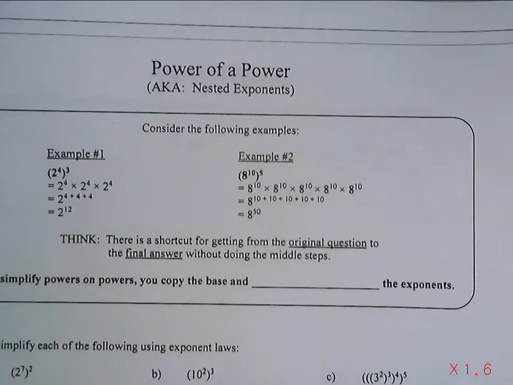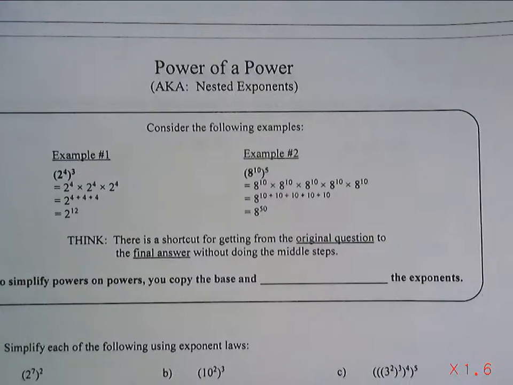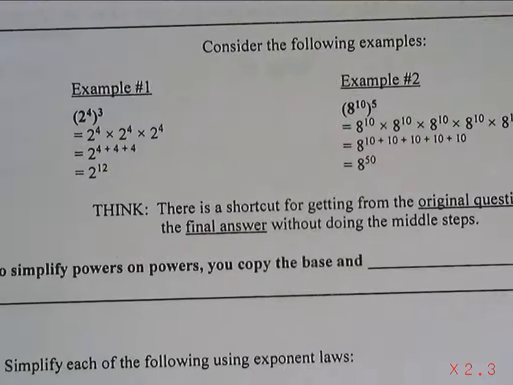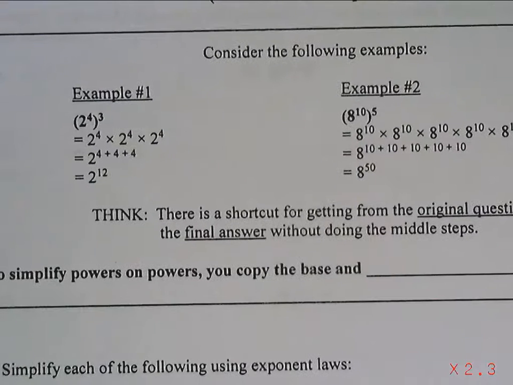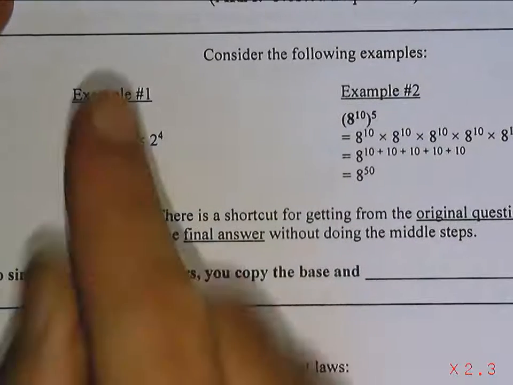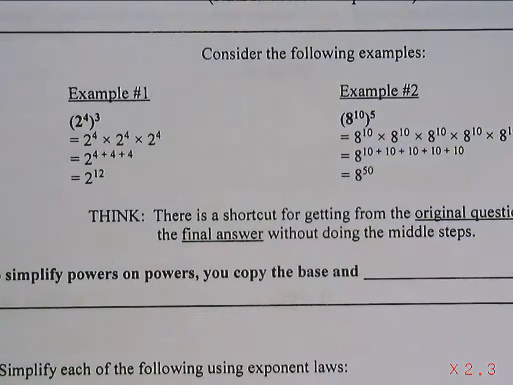A power of a power. They're sometimes called nested exponents. What's going to happen here is we're going to have an exponent where the base is a power. So we have a power, 2 to the 4, all with an exponent of 3. It just looks crazy, doesn't it? But look, it's not crazy.